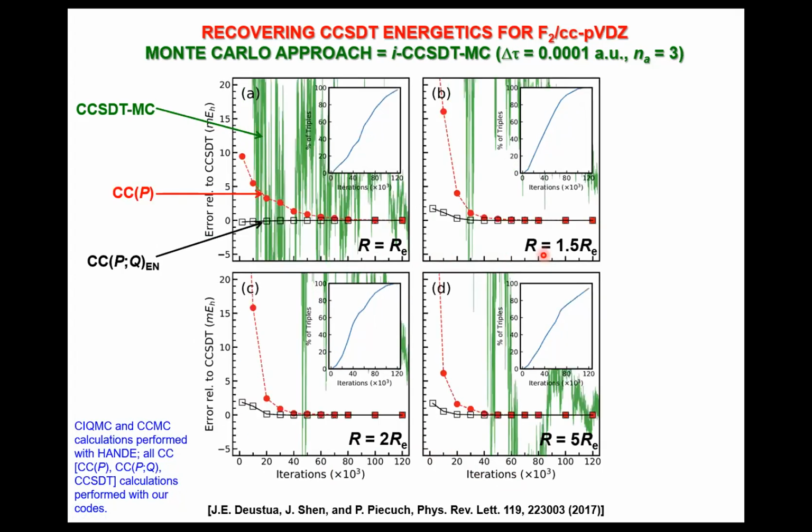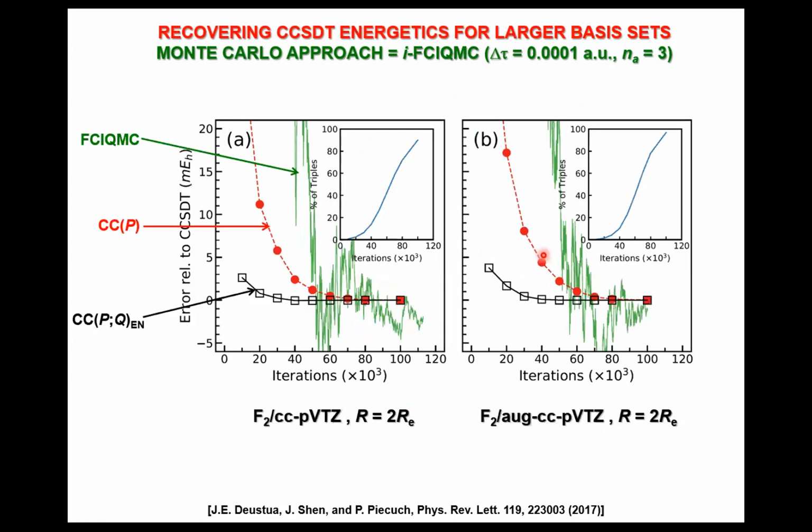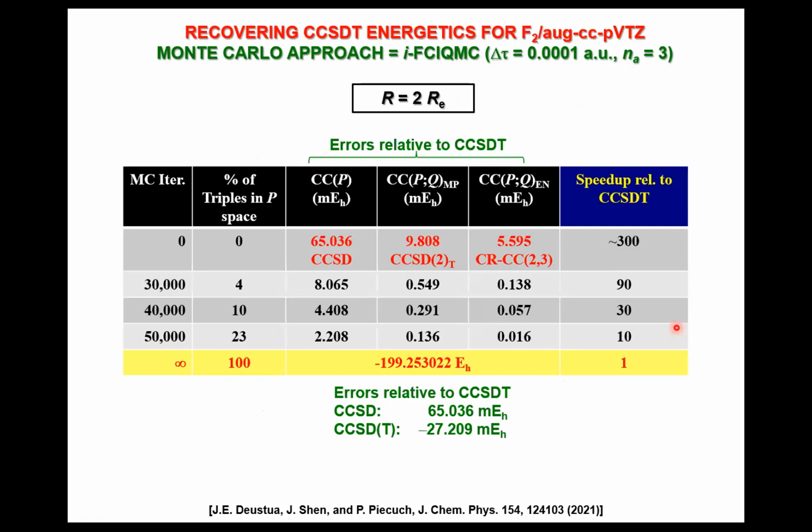We can, of course, try large basis sets. And as you can see, it doesn't matter. You can try larger basis sets and the convergence will be, again, very fast. And there are, of course, computational benefits when you do all of this, because Monte Carlo propagations in the beginning, in the early stages, are very fast.